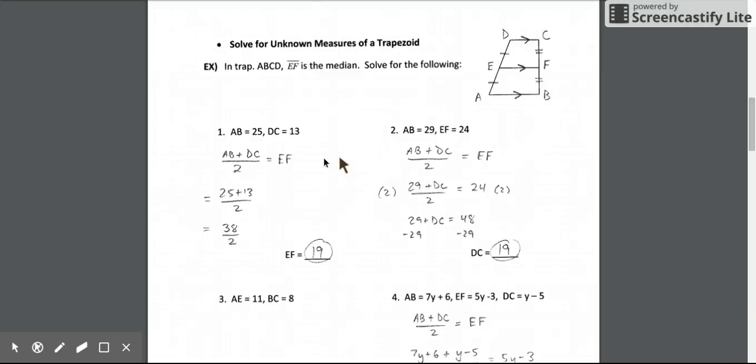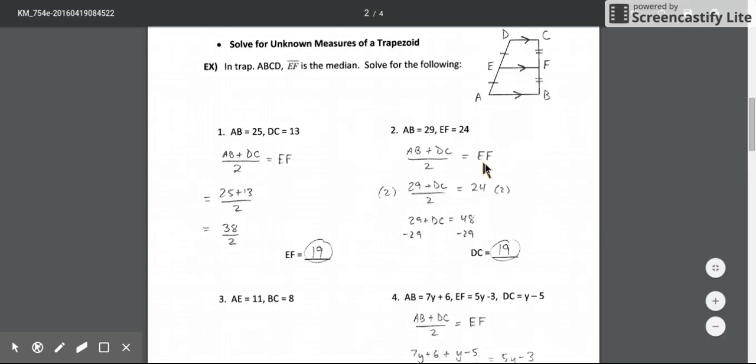So we can use that median formula to either solve for the median length, or if we know the median length, we can use it to solve for an unknown base length. But we have to know 2 out of 3 of those measurements.